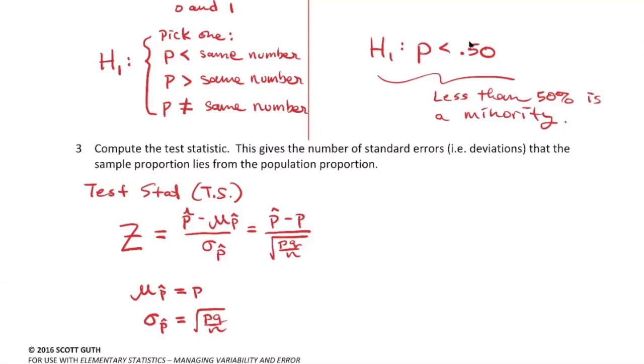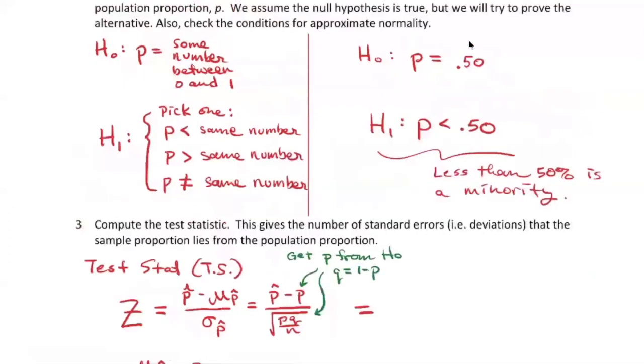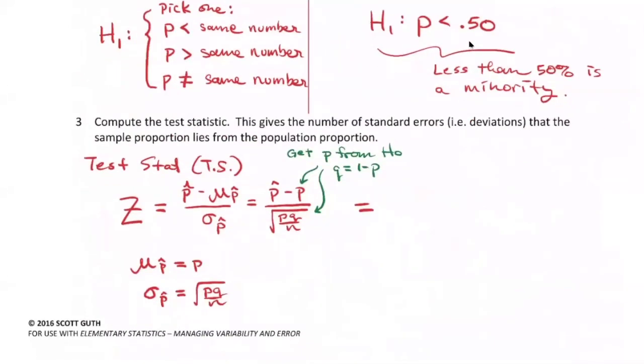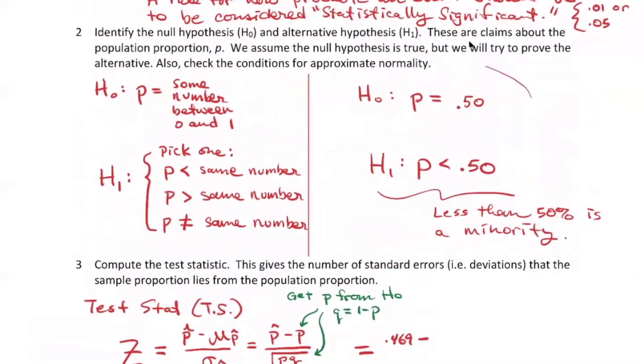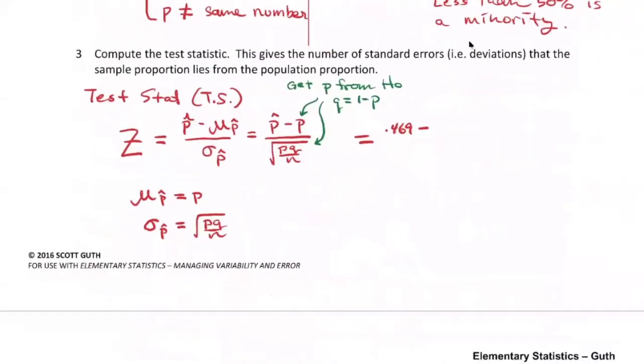A little note maybe is that you get P from H0, the null hypothesis. Okay, and then don't forget there's a Q down there. Q is 1 minus P, as you know. Okay, so P hat, again, 0.469 up above, minus P from the null hypothesis. We're assuming here that the population proportion is 50%. Okay, so we'll put in 50% here.